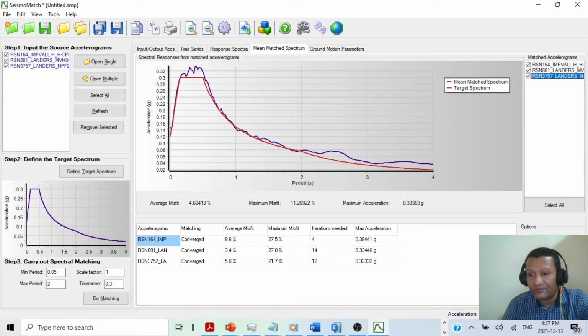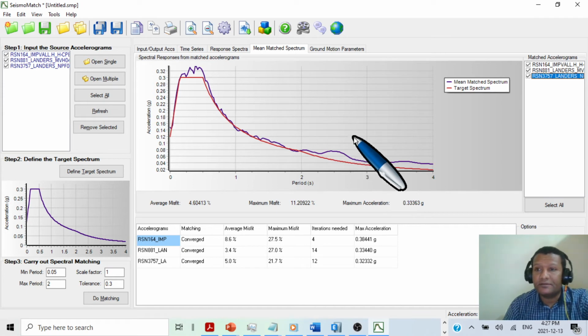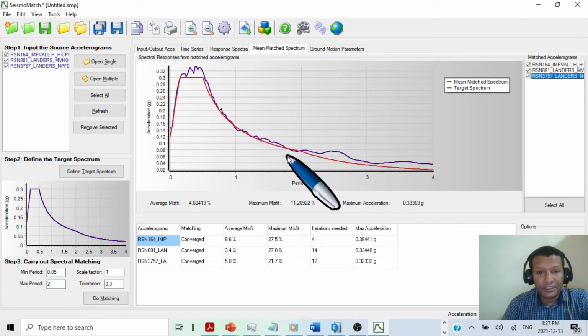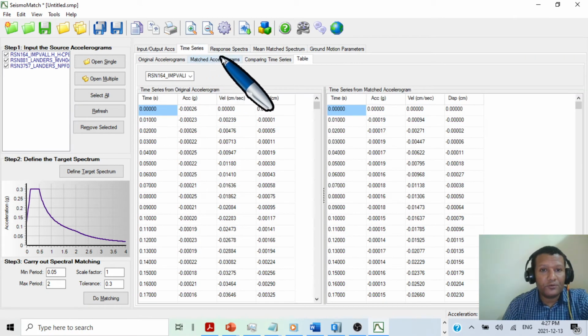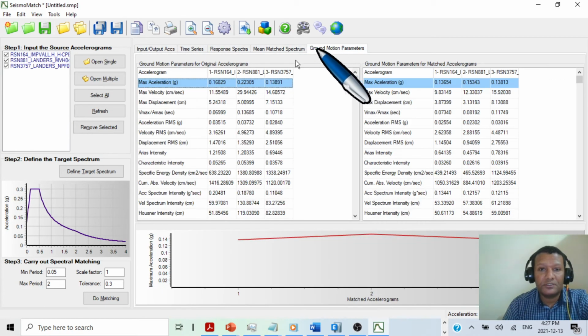So you will save the mean spectrum, and we can directly use it for our design, time history design for nonlinear or linear time history. We can use it. So in this way, we can use SeismoMatch even also here for ground motion parameters.